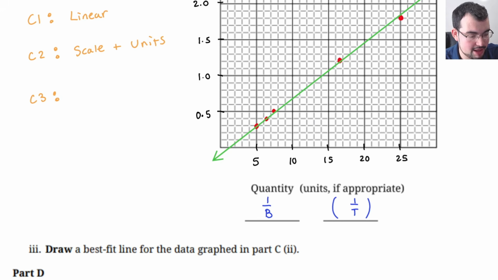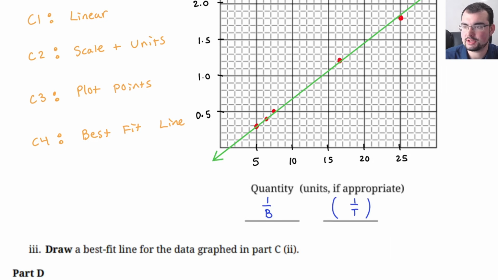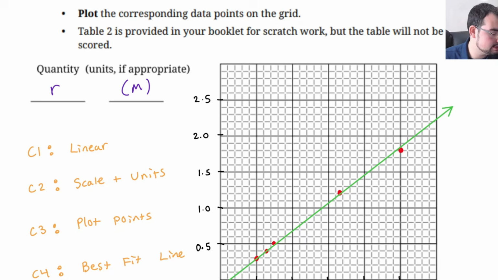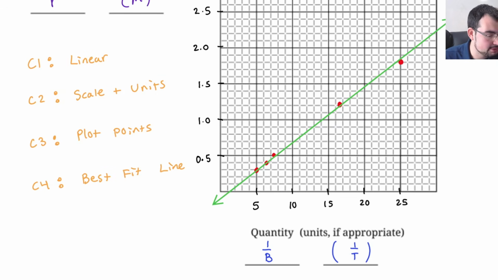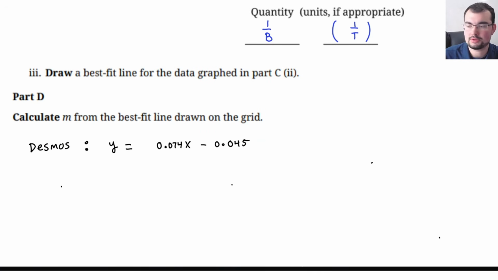C3, you've got to plot the points. And C4, you needed to do the best fit line. So even if you graphed something that's totally not linear, you get C2, C3, C4, as long as you committed to scaling the axes properly, putting correct units on your axes, plotting the points, and best fit lining. Now, Desmos gave me this regression equation, but we don't care how you get the slope. You could totally just rise over run it, and it's probably good.